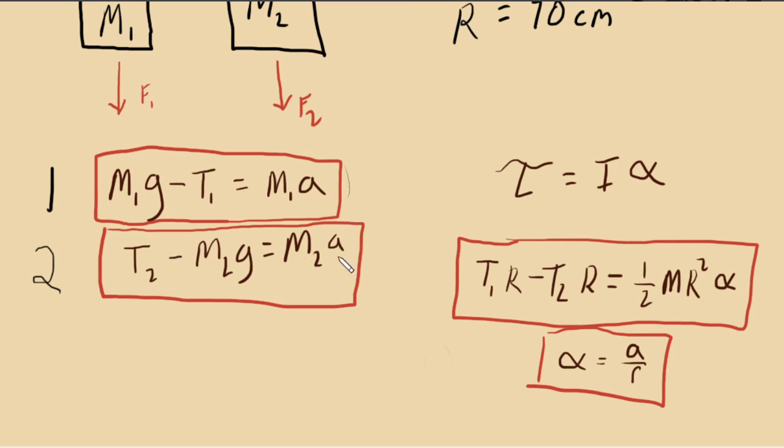So using these 3 equations, we have 2 unknowns. We don't know tension 1, we don't know tension 2, but we also don't know angular acceleration. So we could use this relationship to substitute for our angular acceleration in terms of translational acceleration, how fast those boxes are going to be accelerating, and the radius. So let's call these equations 3 and 4.